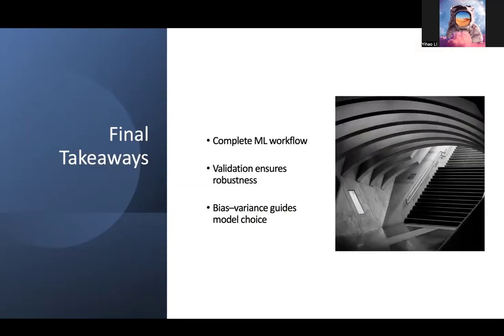So it's very important. In conclusion, the final takeaway is the last part of our game plan today. The notebook demonstrates a complete end-to-end machine learning workflow for a regression problem. It emphasizes the importance of data preprocessing, validation strategies, model comparison, and understanding the bias-variance trade-off. These concepts are essential for building robust, interpretable, and trustworthy machine learning models. They form the foundation of real-world applications.